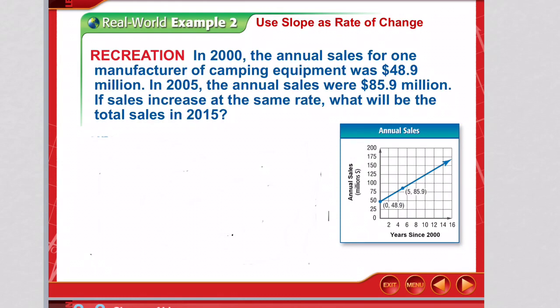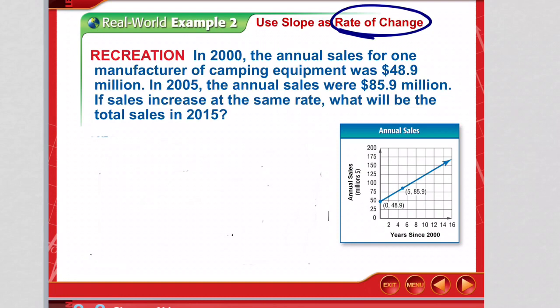It says in 2000, the annual sales for one manufacturer of camping equipment was $48.9 million. In 2005, the annual sales were $85.9 million. If sales increase at the same rate, what will be the total sales in 2015? So what we want to do is see how much it increases per year. That's why it is now considered a rate of change, because it has some actual meaning.